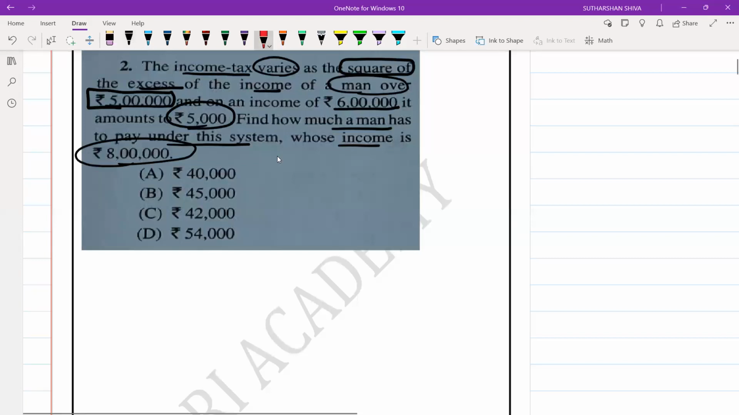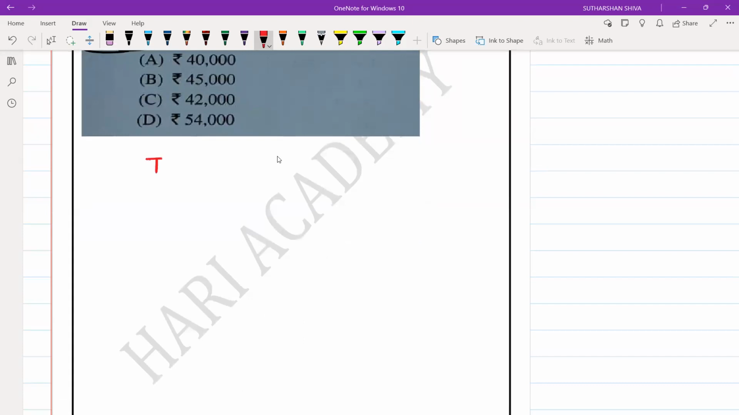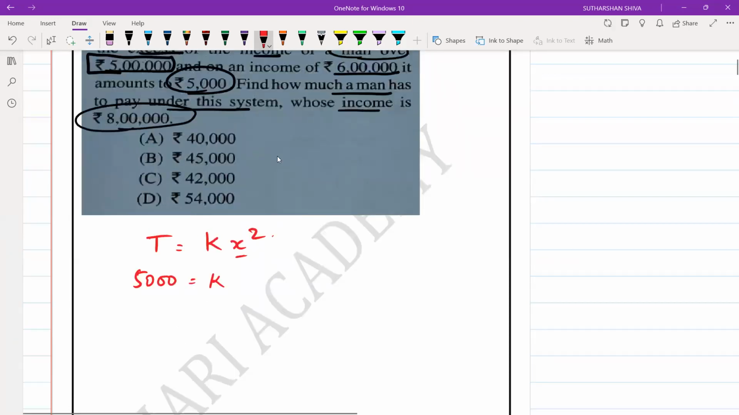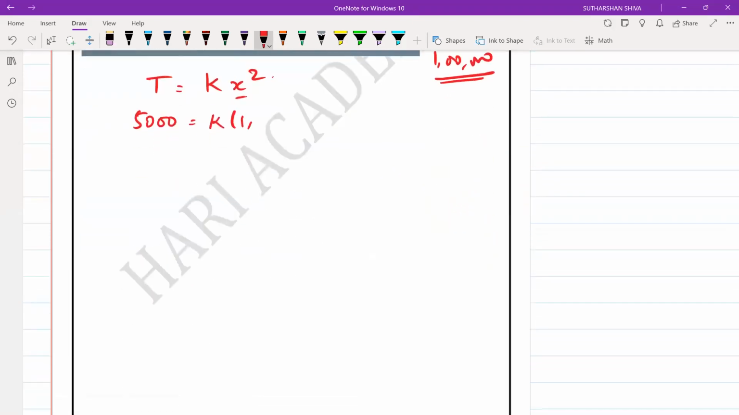From this, with the squares, we will frame one equation, that is T is equal to kx square. K here is a constant. The tax to be paid is 5,000, so the constant term K remains the same. X square, what is the excess income? 6 lakh minus 5 lakh. Finally, the excess value is 1 lakh, correct? So from this, we need to square it.